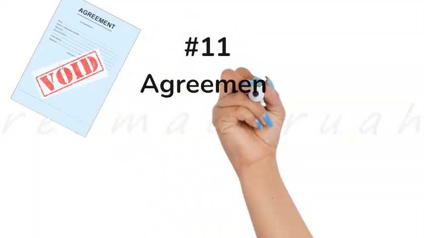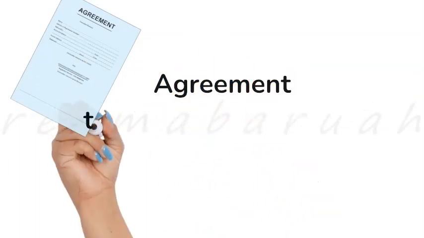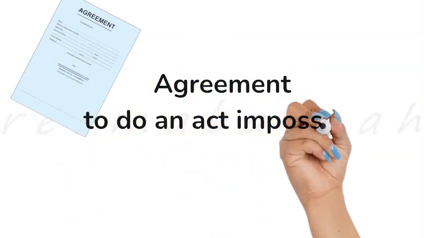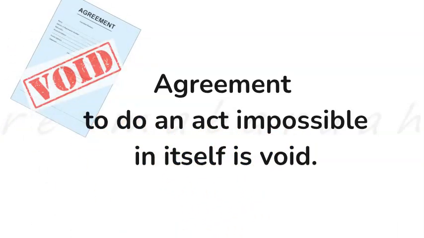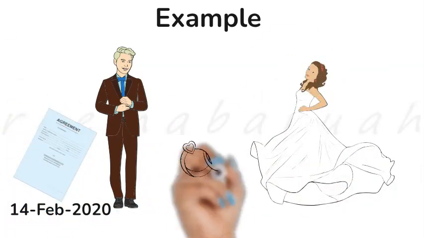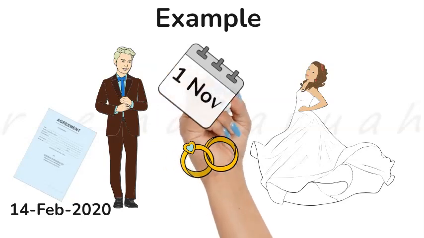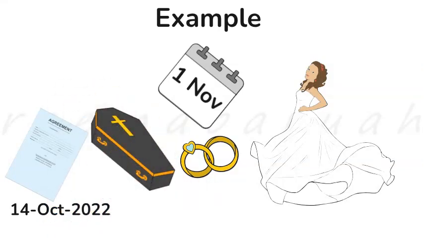Next point: agreements to do impossible acts. Section 56 of the Indian Contract Act explains that an agreement to do an act impossible in itself is void. Let me explain this point to you with an example. Ramesh and Manju entered into a contract to marry each other on 1st November 2022. Before the due date of the marriage, Manju died in an accident. In this case, the contract becomes void because the performance of the contract becomes impossible.